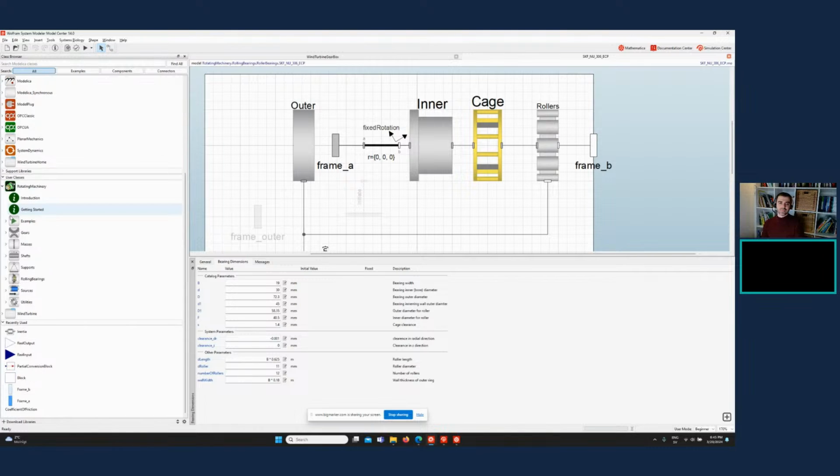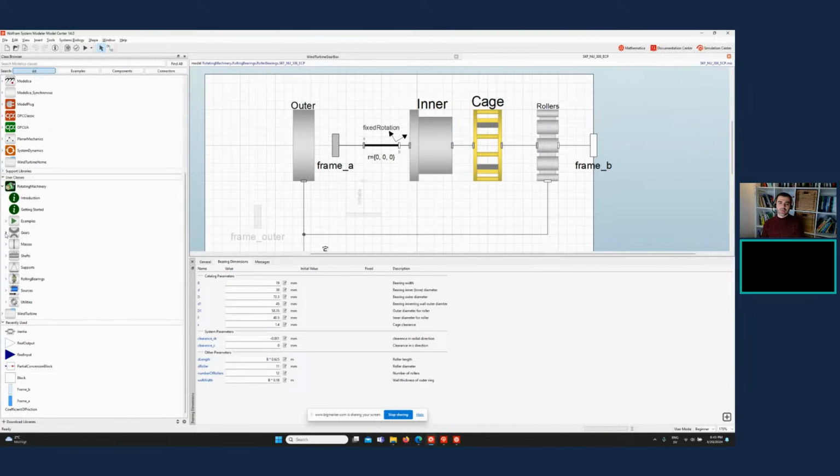Yes, so there's a question here whether the moment of inertia in the gears is taken into account. Yeah, that is taken into account. When you set all the parameters, it is calculated automatically. Great.